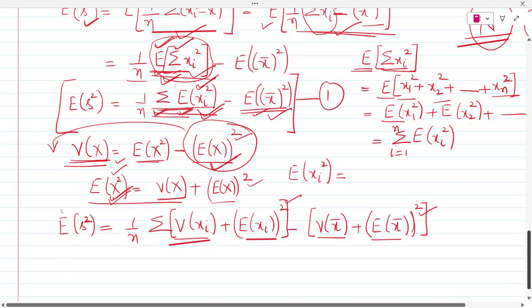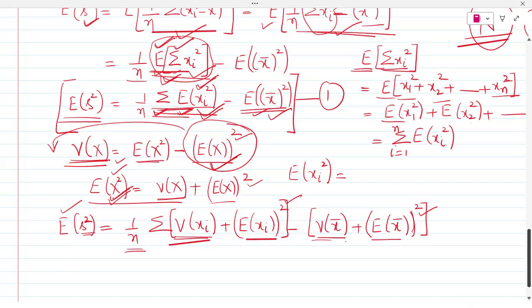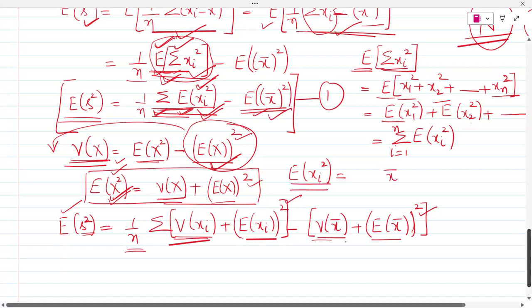So the expected value of sample variance, from here. So 1 by n, then the summation of this, and then this term. I think this is clear. Actually, I'm doing nothing; I am using this formula one time for xi and one time for x bar. You can see here.